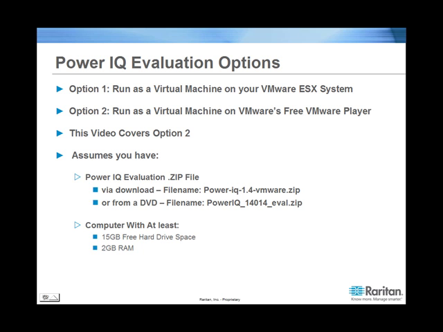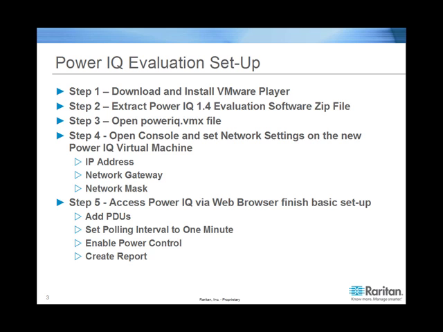Assumes you have your PowerIQ evaluation zip file, which might be PowerIQ VMware.zip or PowerIQ eval.zip. You'll need a computer with at least 15 GB free hard drive space and 2 GB RAM. I'll walk you through the 5 basic steps to set up your evaluation. Step 1 will be to download and install your free VMware Player from VMware.com.